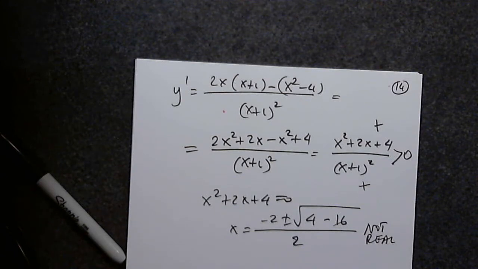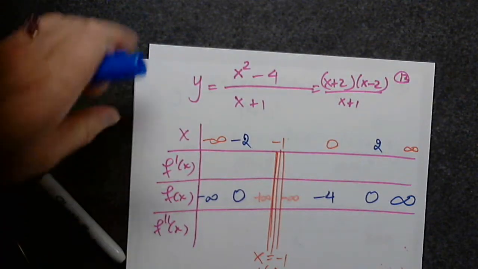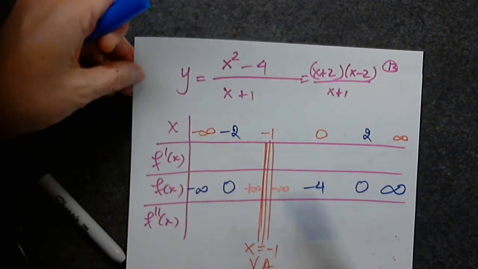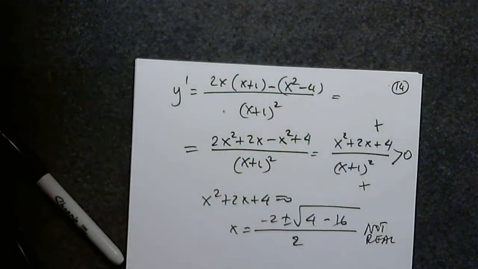No critical numbers, so no max or min. And the first derivative is always positive, which means the function is always increasing. I have an error somewhere. It doesn't make any sense. So let's see what I did.